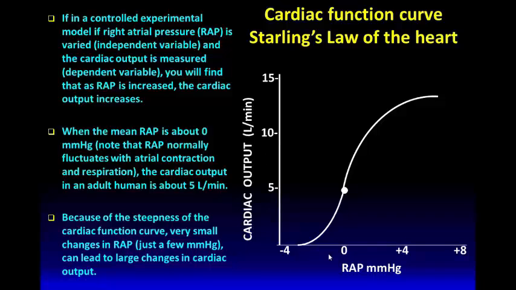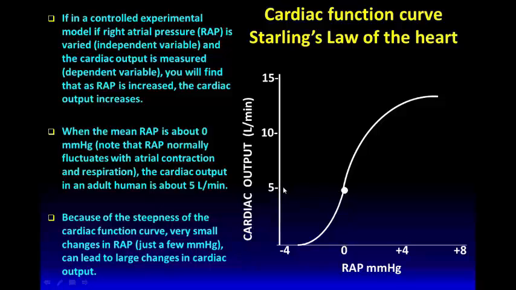The right atrial pressure is the independent variable which affects the cardiac output. Thus, the cardiac output is the dependent variable. It is the variable which depends on the changes in the right atrial pressure. When the right atrial pressure is 0 millimeters of mercury, meaning atmospheric pressure, the cardiac output in an adult human is about 5 liters per minute at rest.